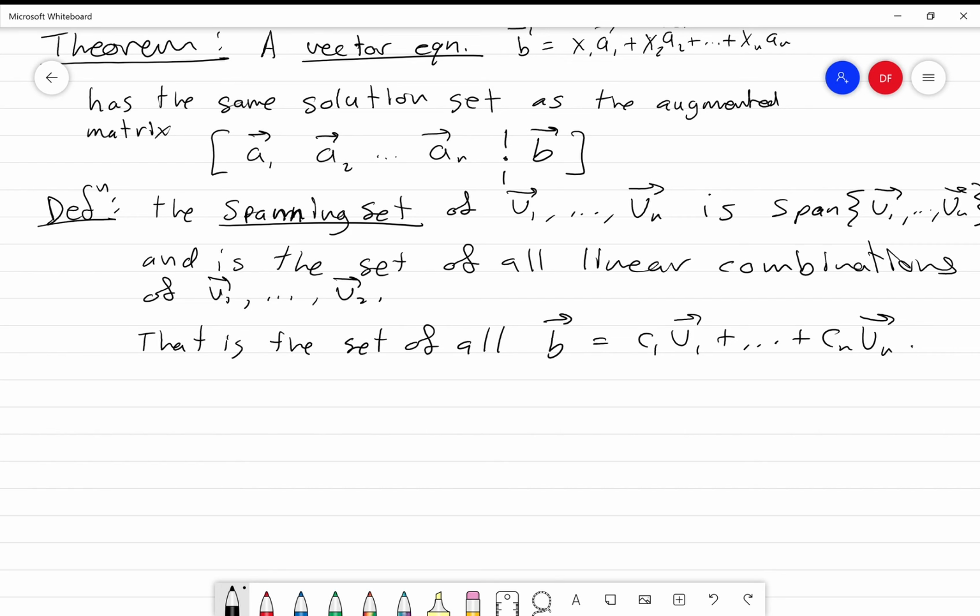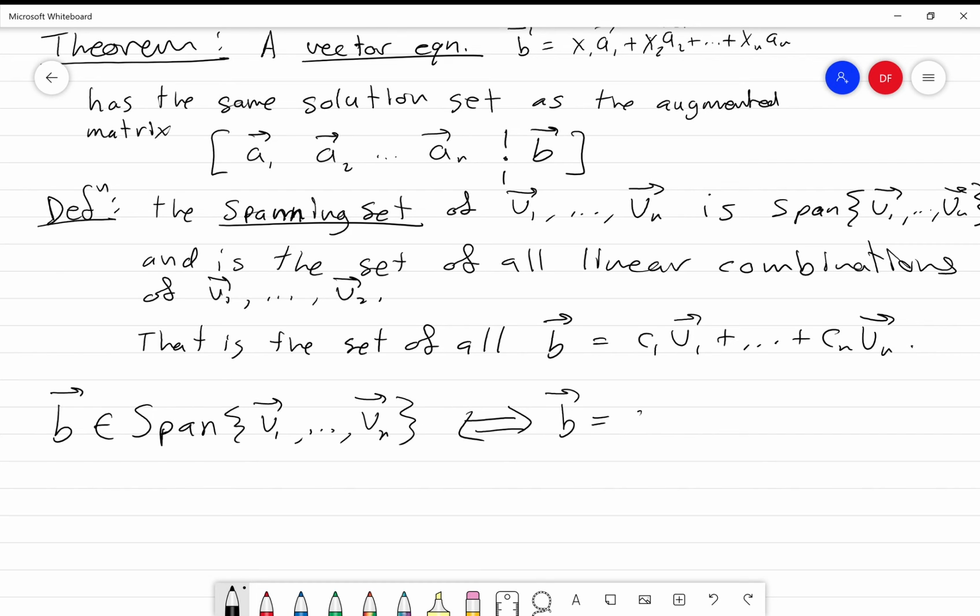So basically, I can say that b is in the span of v1 to vn if and only if b is a linear combination of v1 through vn for some c1, c2, ..., cn. Okay?